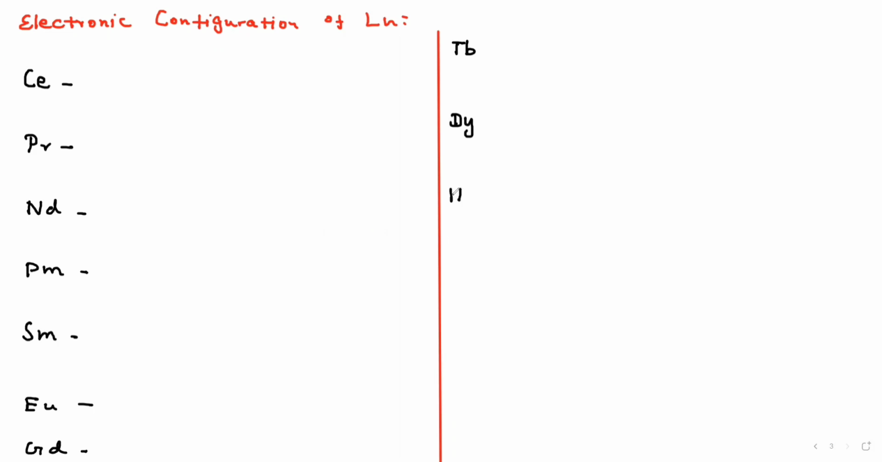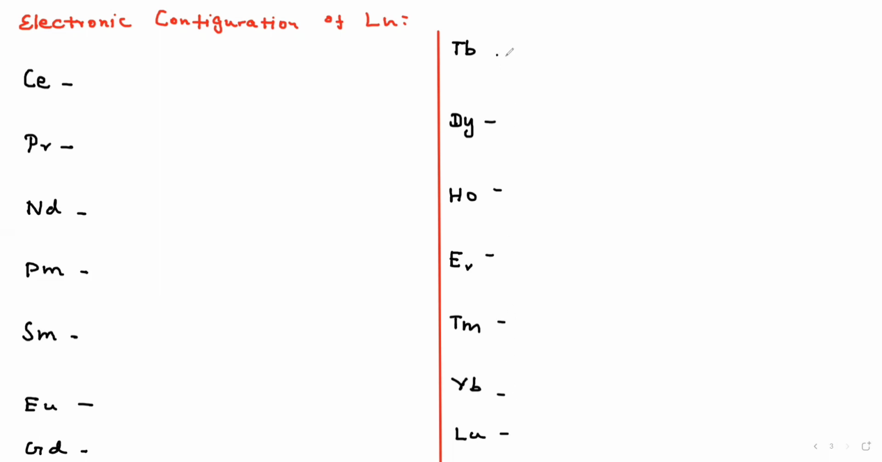Cerium, second element praseodymium (Pr), and third element neodymium (Nd). Then promethium, samarium, europium, and gadolinium. Very important. Next terbium and dysprosium, holmium, erbium, thulium, ytterbium, and lutetium.